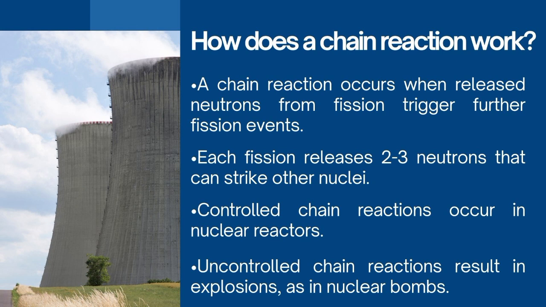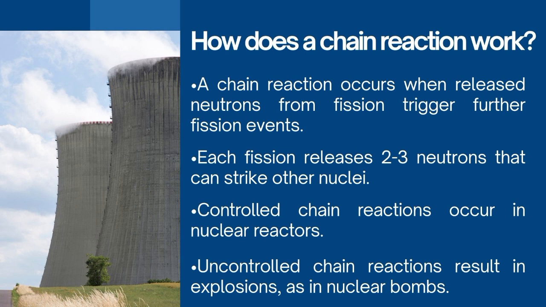Now, let us understand how a chain reaction works. A chain reaction happens when neutrons released during nuclear fission cause more fission events. When a heavy nucleus like uranium splits, it releases energy and about 2 to 3 neutrons. These released neutrons then strike nearby nuclei, causing them to split as well. As this process continues, more energy and neutrons are produced, creating a continuous reaction.